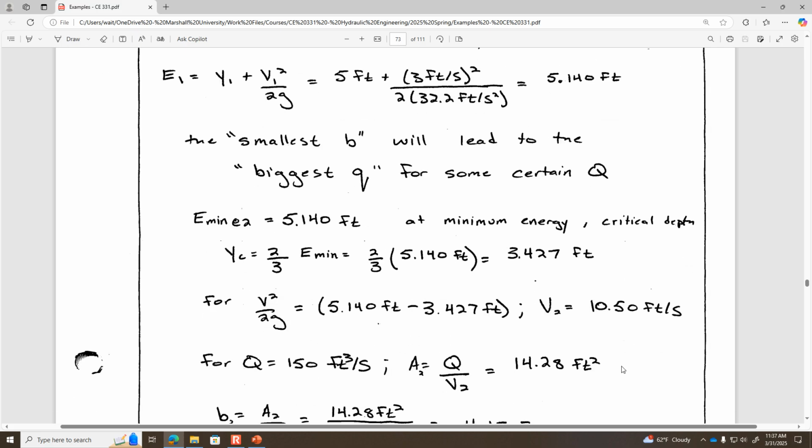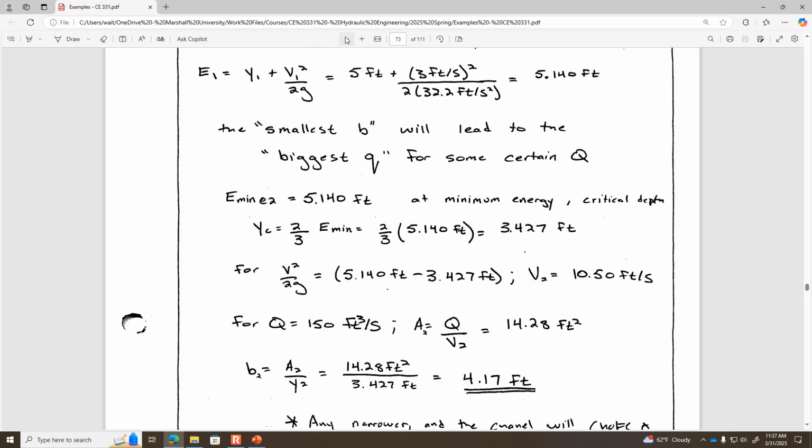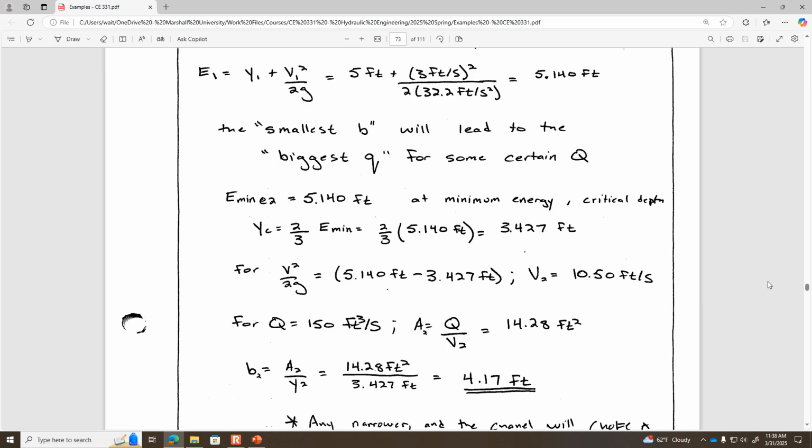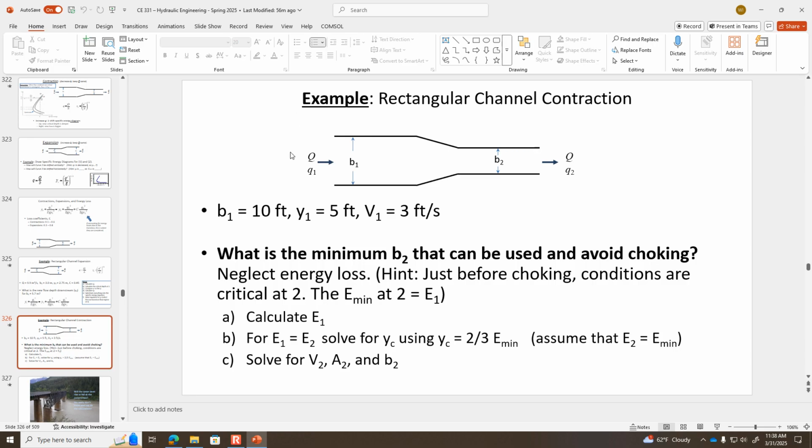And for a given flow rate, we can find the cross-sectional area, and therefore the minimum width prior to choking. So if we made the channel any narrower than 4.17 feet, then the flow per unit width would be too high, and we wouldn't be able to accommodate the flow for the minimum specific energy that we have available. When the water is flowing at 1, there's only so much energy associated with that.